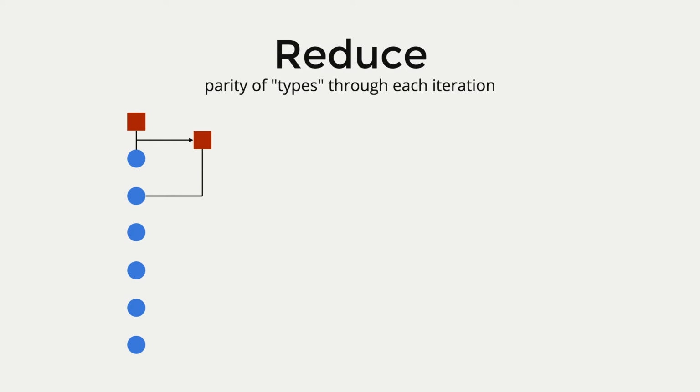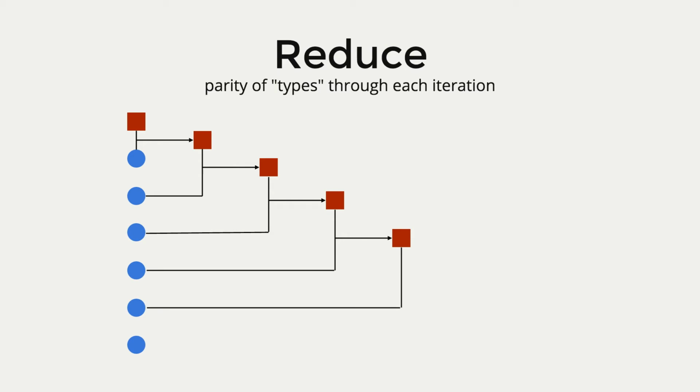And here we're going to take a red square and a blue circle again, and so on, and so on. At the very end, we get a red square. But that's how that's built as we go.